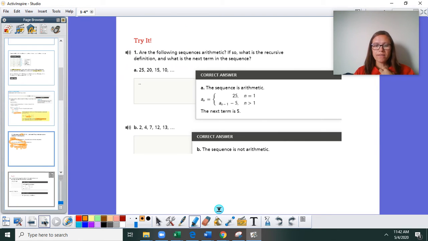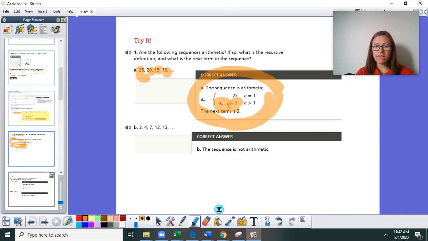In the triads, you're going to be decreasing. And so you probably have maybe done these, but we've got our now term minus 5. So when we start at 25, we're dropping 5 to 20. We're dropping 5 to 15. We're dropping 5 to 10. This is our recursive definition.